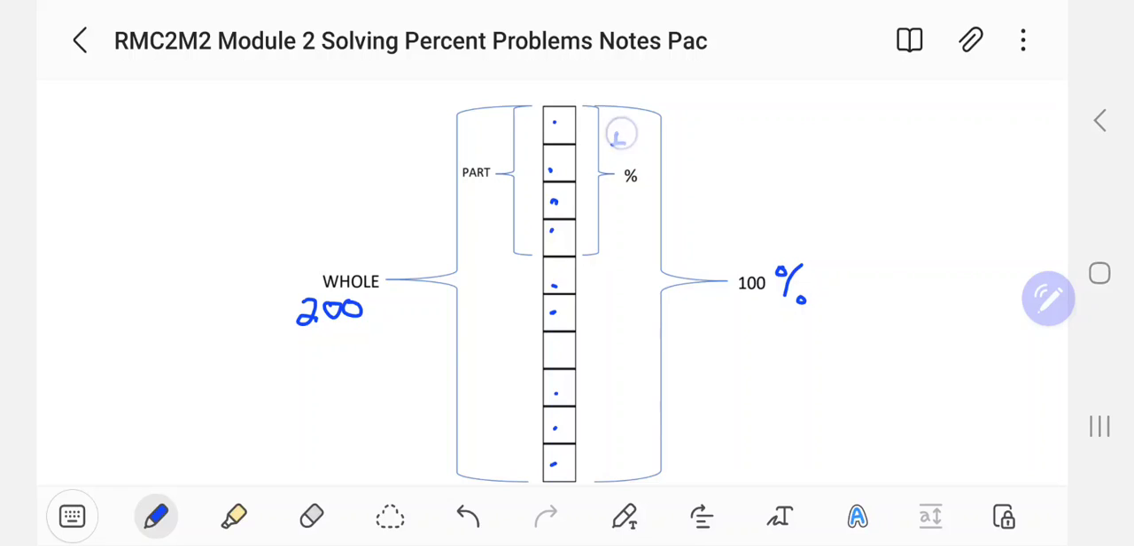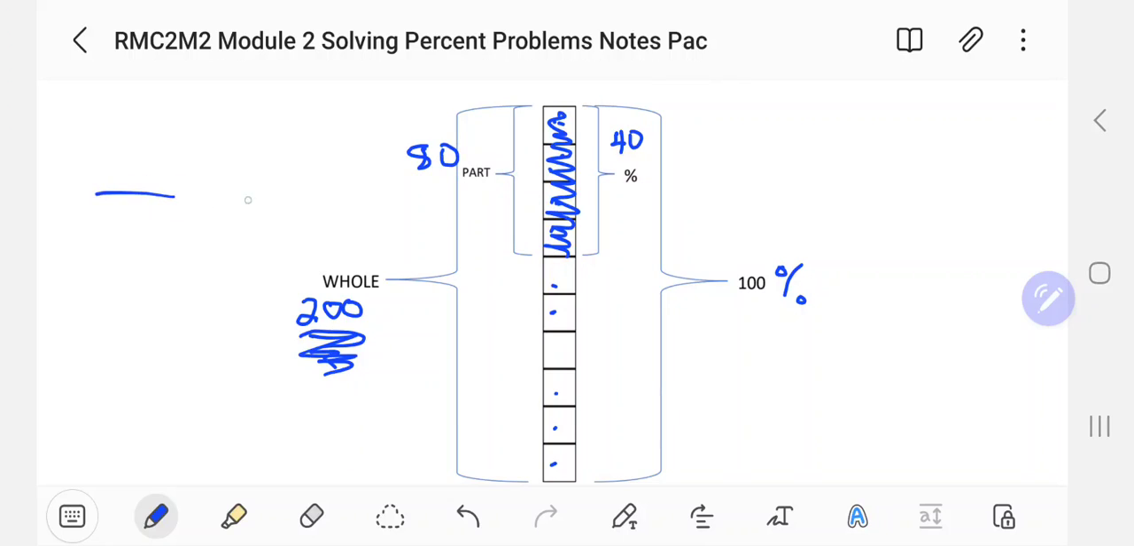So let's say we want to find out 40% because that's 1, 2, 3, 4 boxes, right? We're going to figure out 40% of the 200. Okay, well, if I want to find 40%, that means I'm looking for 40 out of 100, except we have 200 here. So 40% out of 200 would be, what's your guess? It would just be 80.